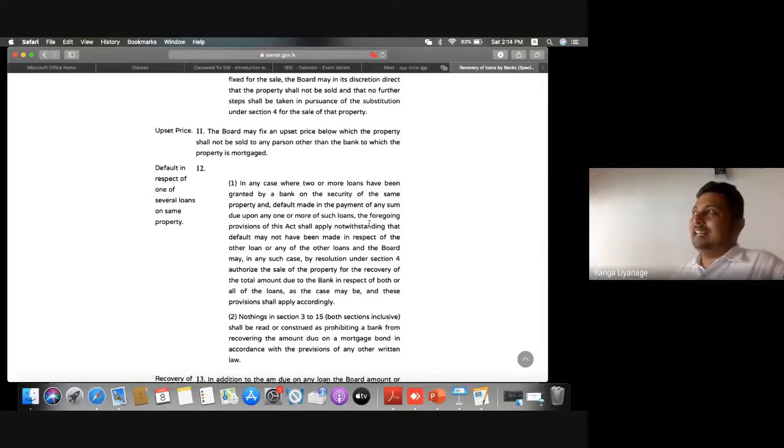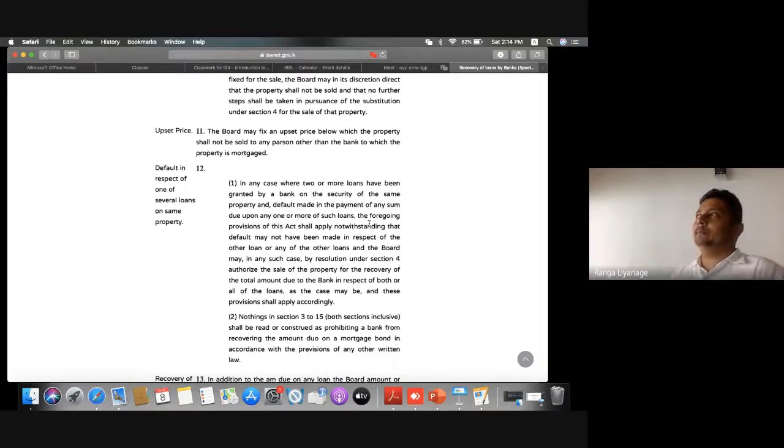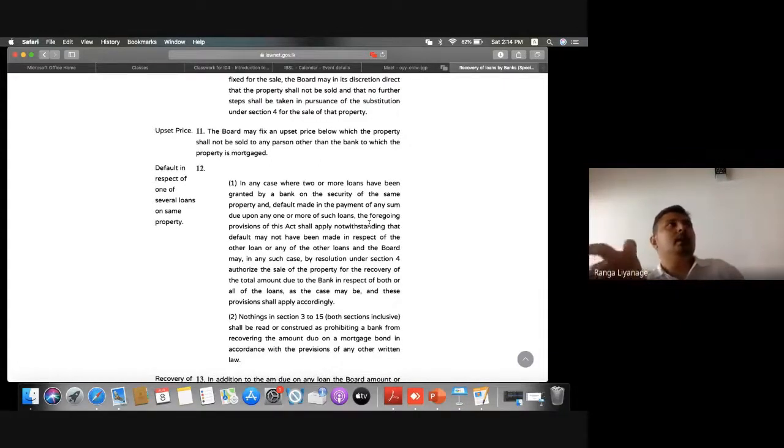So under section 11, the board will not sell the property in public auction if they receive a bid below 9.8 million. Right? What will happen if they receive a bid below 9.8 million? They will not sell it, but they can transfer that to the bank. They will not sell it below the upset price.